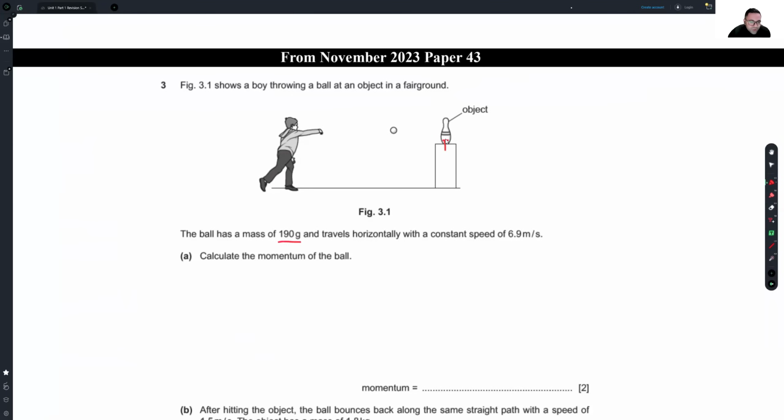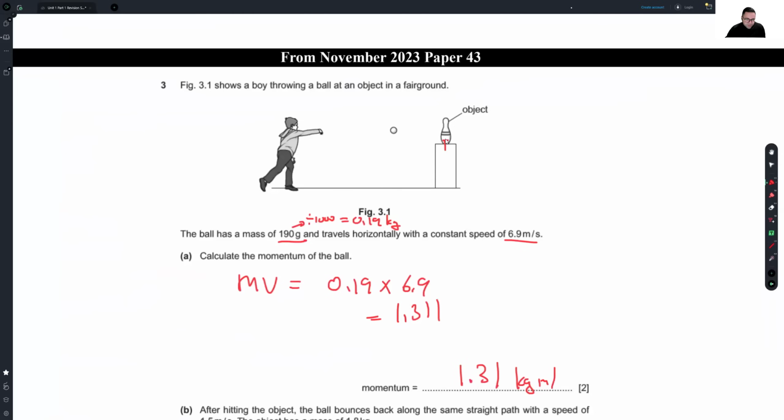The ball has a mass of 190 grams. Keep that in mind. And it travels with a constant speed of 6.9. Calculate the momentum. So mass times velocity. But first, I'm going to change this to kilograms. I don't like using non-SI units for these things. So I'll divide this by 1,000, which gives me 0.19 kilograms. So mass times velocity, 0.19 times 6.9, is 1.311. So 1.31 is fine. Kilogram meters per second.